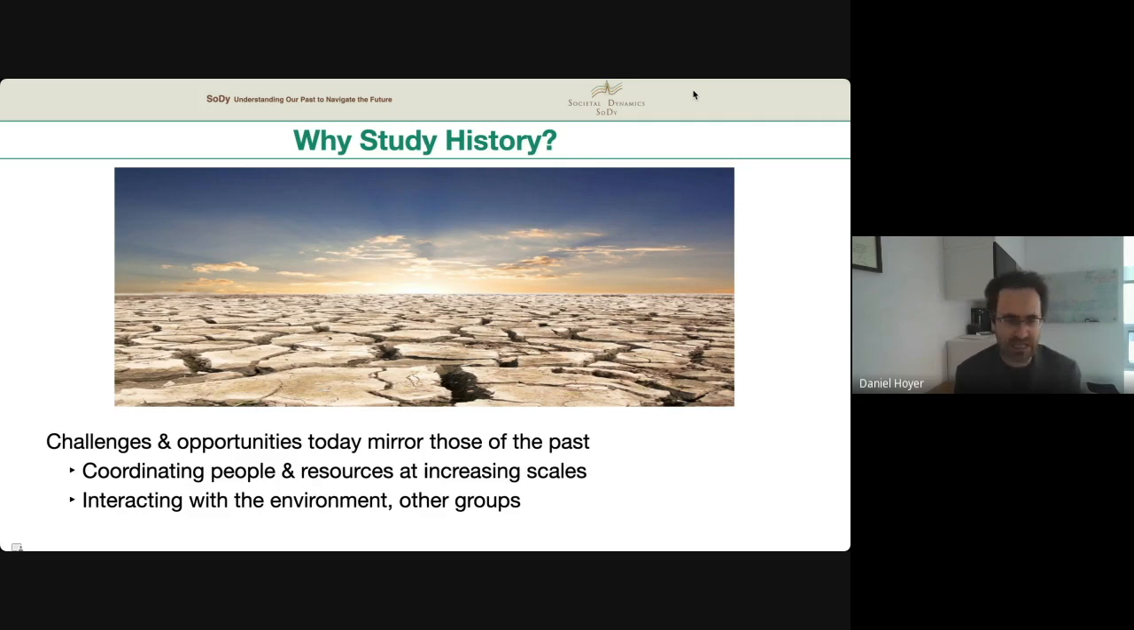Just the basic need to coordinate people and resources at increasing scales, at increasing complexity, the way that humans interact with each other, groups, the environment, all of these stresses. These are all very familiar from the past.